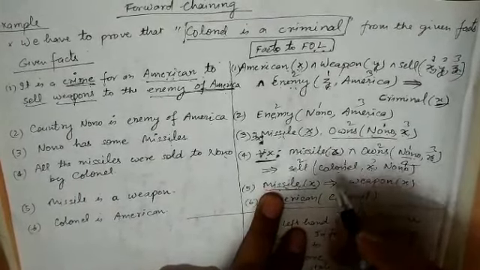Just see here, Sells has 3 parameters, 1, 2, 3. So the same thing we have to take over here also.